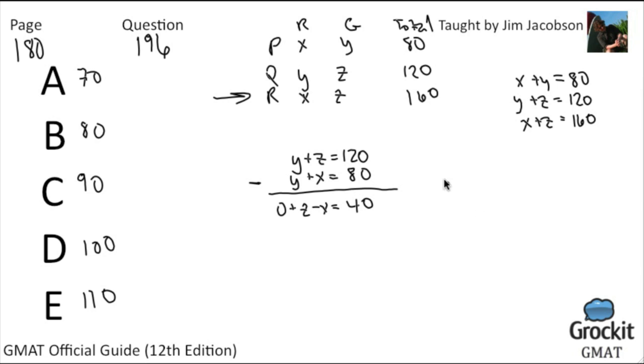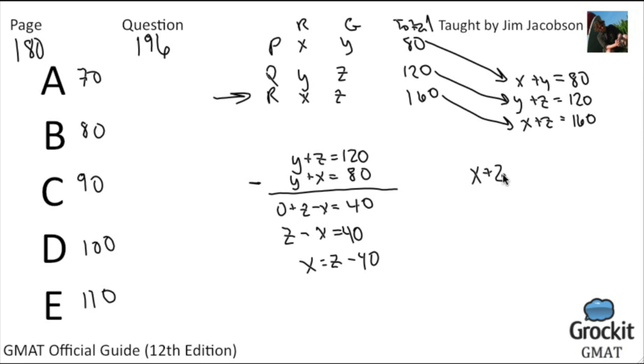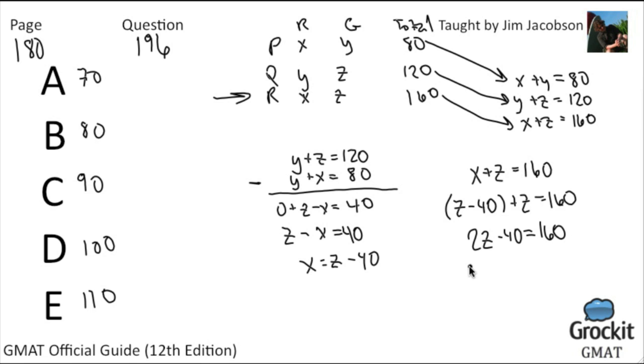Then we use our remaining equation, the one from jar R. Let's rewrite it separately: Z minus X equals 40, which we can rewrite as X equals Z minus 40. Add an X to both sides, subtract a 40 from both sides. So X equals Z minus 40. Now we'll use our equation from jar R. We have X plus Z, remember we're solving for Z, equals 160. We know that X equals Z minus 40, so we have Z minus 40 plus Z equals 160. 2Z minus 40 equals 160. Add 40. 2Z equals 200. Therefore, Z equals 100. Answer choice D.